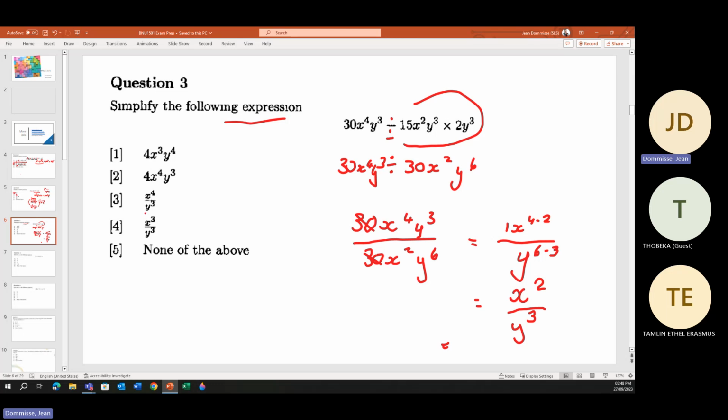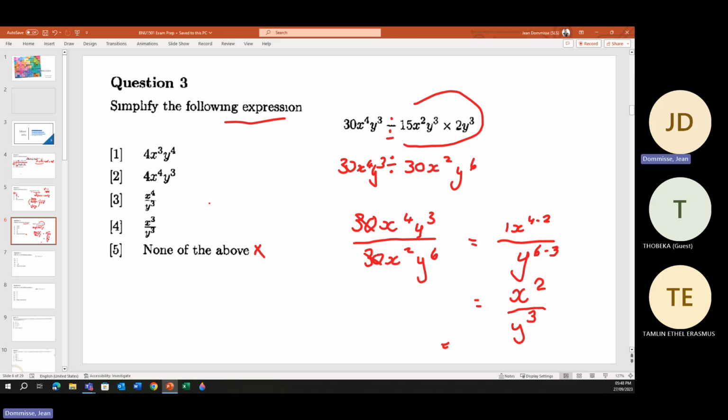Yeah, so again, probably there was a mistake, but none of them is actually correct, because you've got x to the power of 2 over y to the power of 3. So probably one of those two needed to be rectified or changed to get to the answers we're looking for.